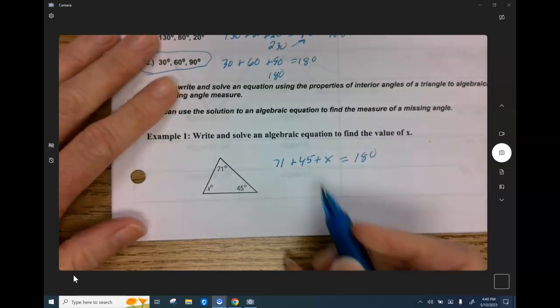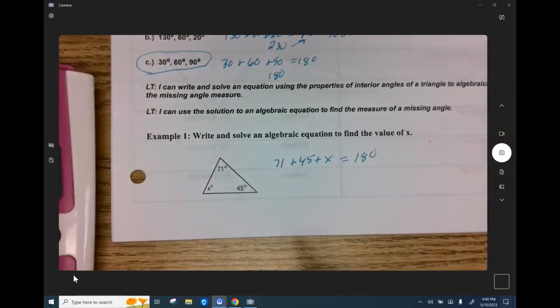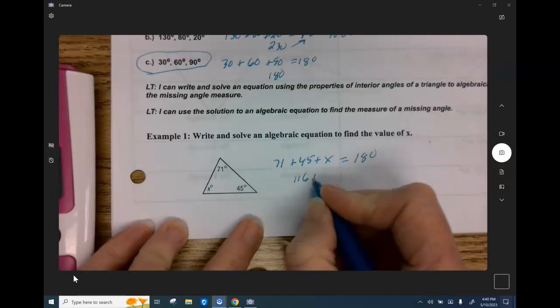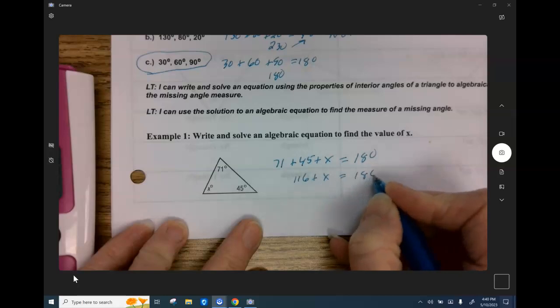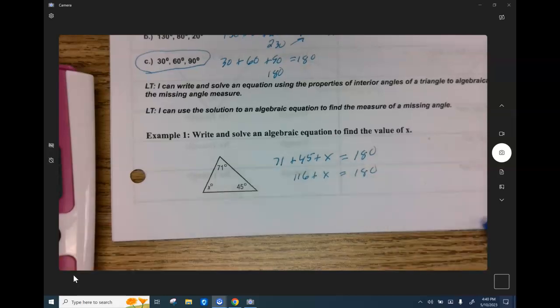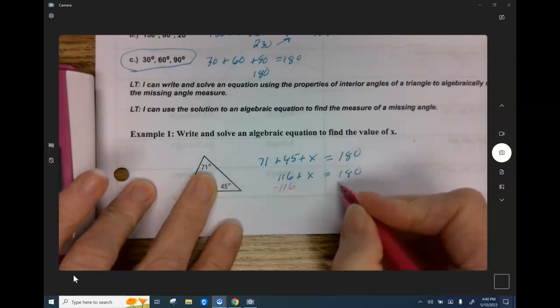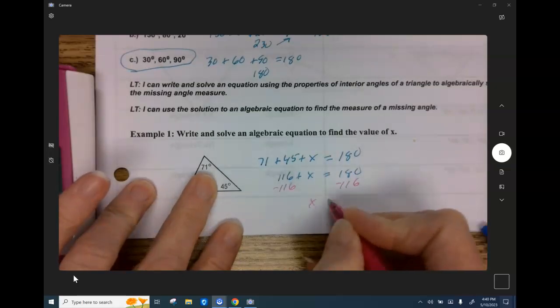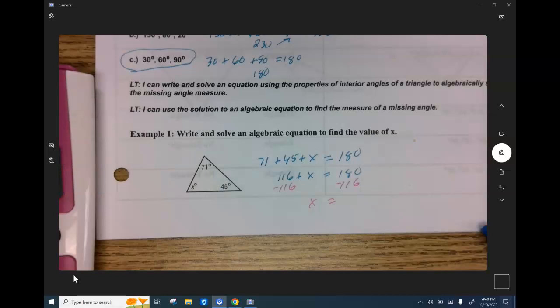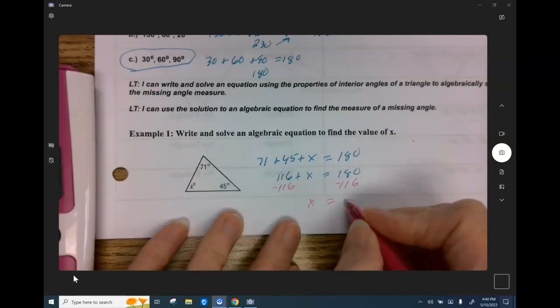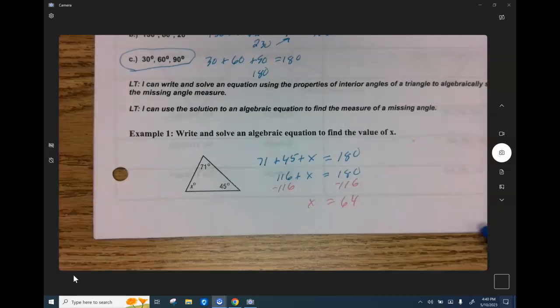Now we're just going to solve this equation. So combine like terms. So 71 plus 45, that is 116. Now we're going to solve for x, so we have to get rid of the 116. So I'm going to subtract it, that's right. So we get x is equal to 64. Okay? Good. Question so far? Oh, I'm not there to answer them, so sorry.